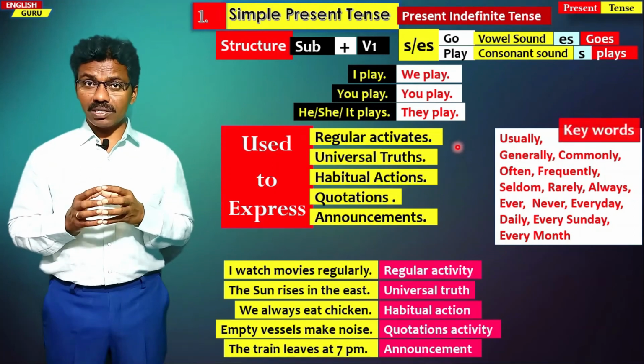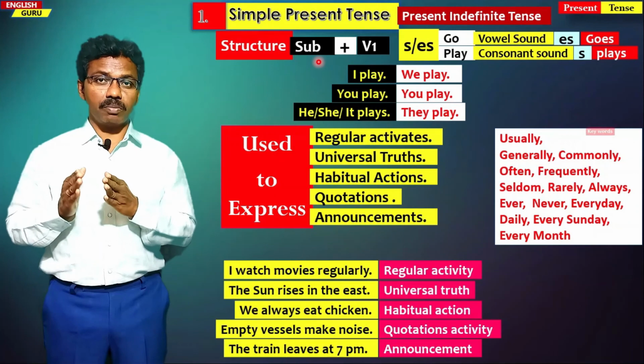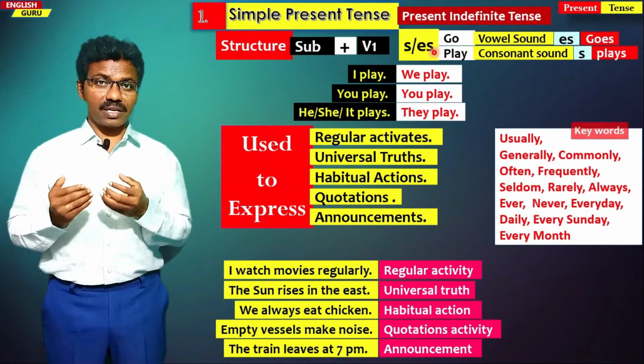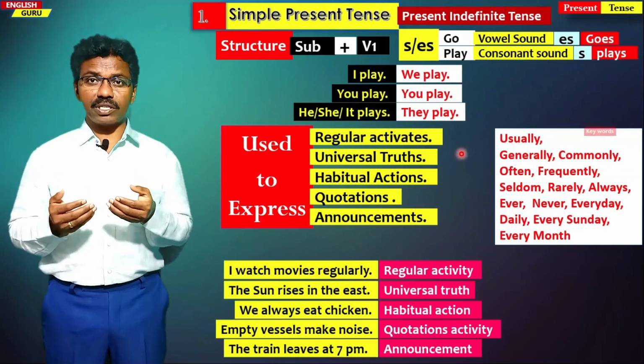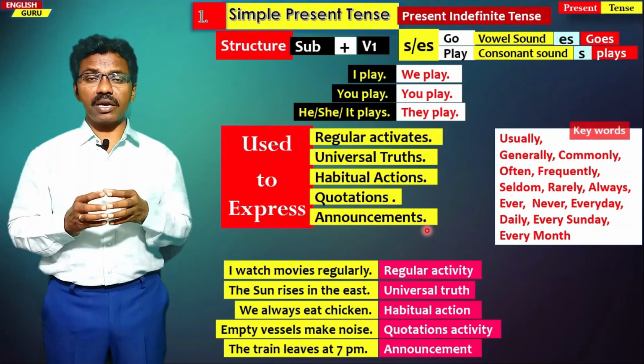So simple present tense has a structure of subject plus verb 1, and third person singular takes s or es, and it is used for regular activities, universal truths, habitual actions, quotations and announcements.